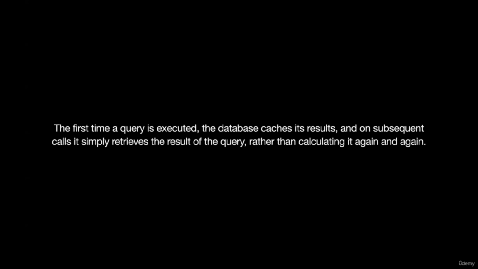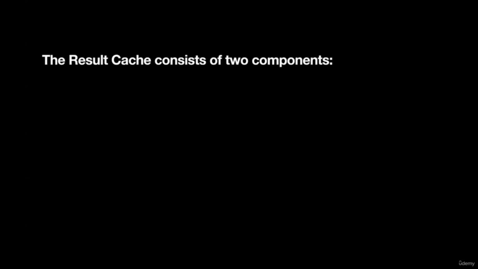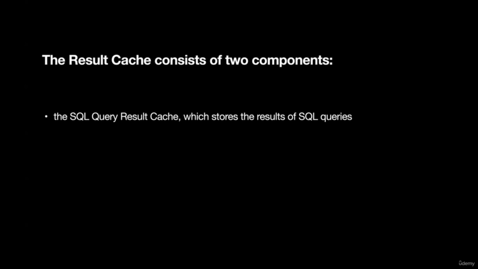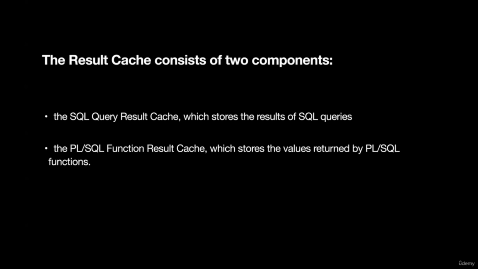If any of the objects that are part of a query change, the database will invalidate the cached results of that query, but we will always get back the actual result. The result cache consists of two components: the SQL query result cache, which stores the results of SQL queries, and the PL/SQL function result cache, which stores the values returned by PL/SQL functions.